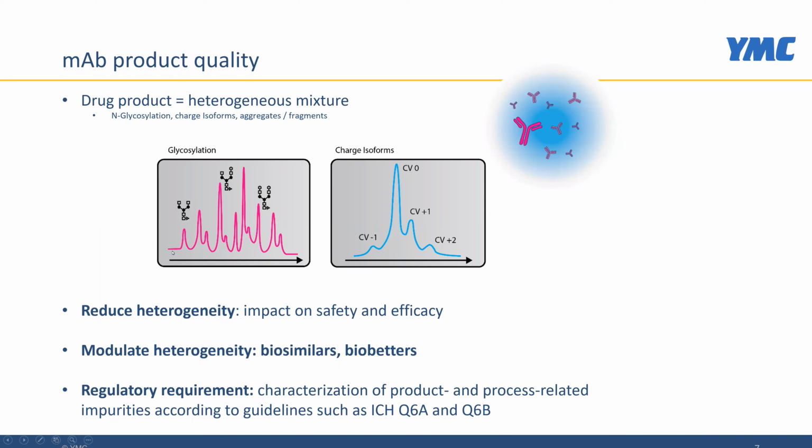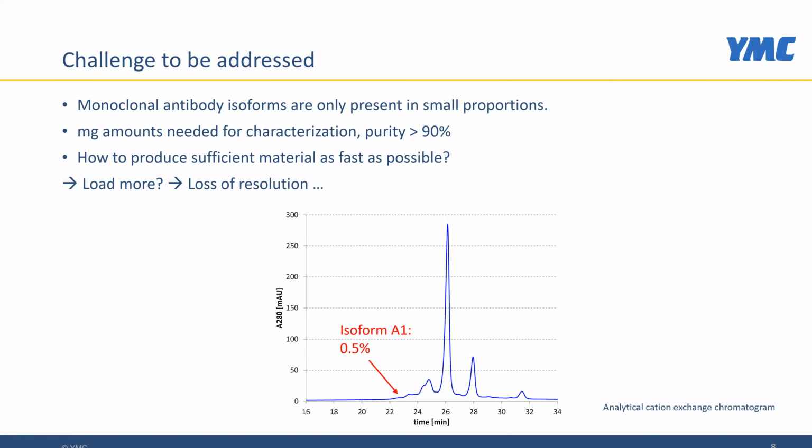And as you can see here, these are example profiles from proteins showing a glycosylation pattern or a charge isoform pattern for monoclonal antibodies, as shown on the right-hand side. So this shows an experimental chromatogram obtained from analytical cation exchange chromatography, where side compounds, antibody isoforms, are very prominent. And one typical job to do in our life as downstream specialists is to obtain a certain milligram quantity of certain isoforms within a certain period of time. So preferably as fast as possible.